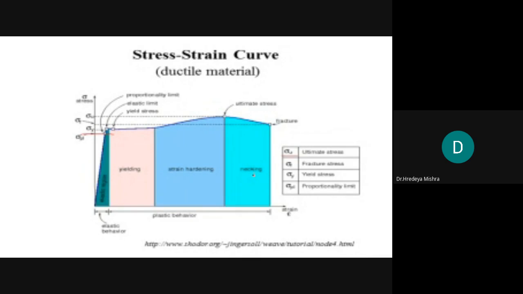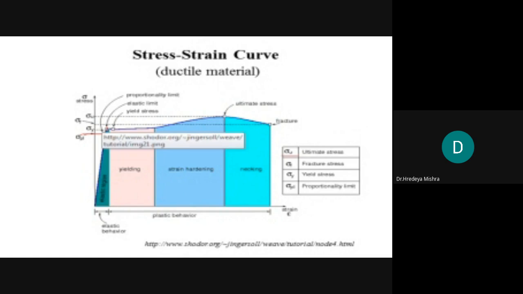And sigma PL is the proportional limit stress. Now, what is sigma y? Sigma y is the yield stress. What do you mean by yielding? Yielding means it is the zone where elastic deformation and plastic deformation combine. Sigma y is the yield stress where yielding starts.